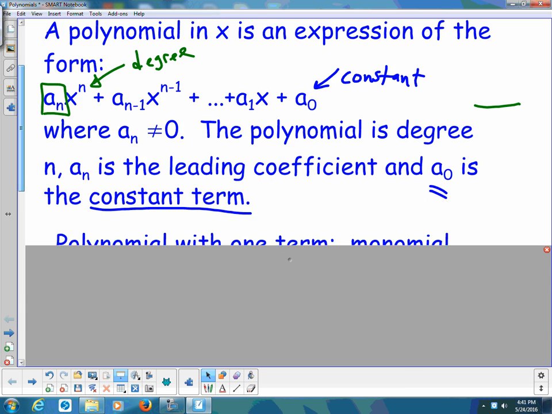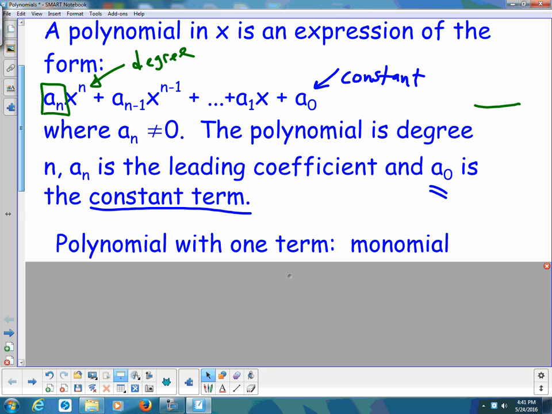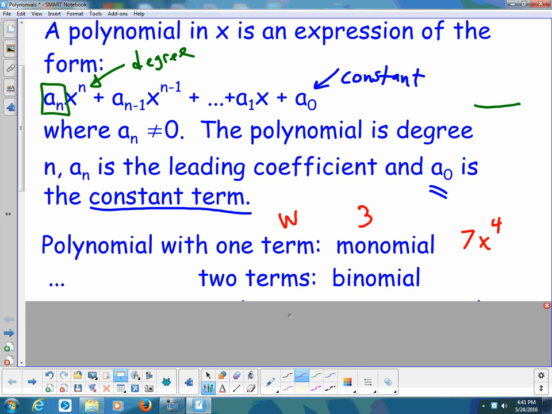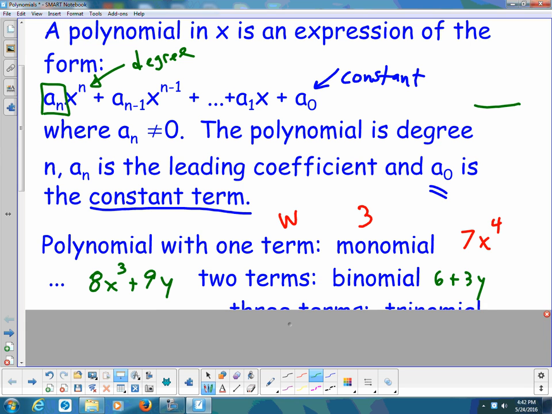All right, so let's take a look at some terminology. A polynomial with one term is called a monomial. So for example, something like 7x to the 4, that would be an example of a monomial. 3, that would be an example of a monomial. W, that would be an example of a monomial, just one term. If you got two terms, it would be a binomial. So for example, something like 6 plus 3y, that would be an example of a binomial. Or 8x cubed plus 9y. That would be an example of a binomial, two terms.